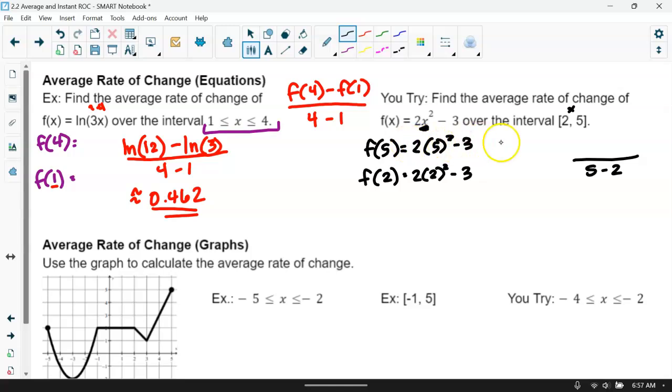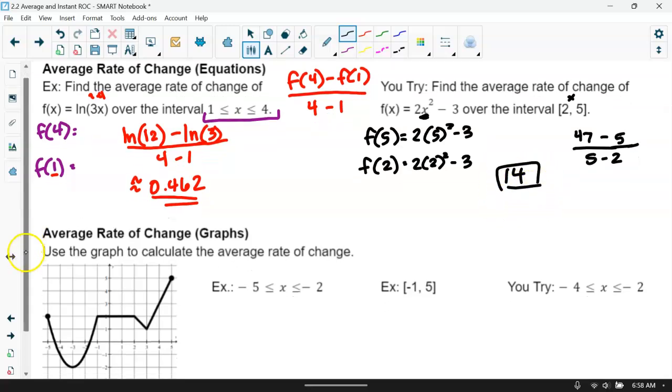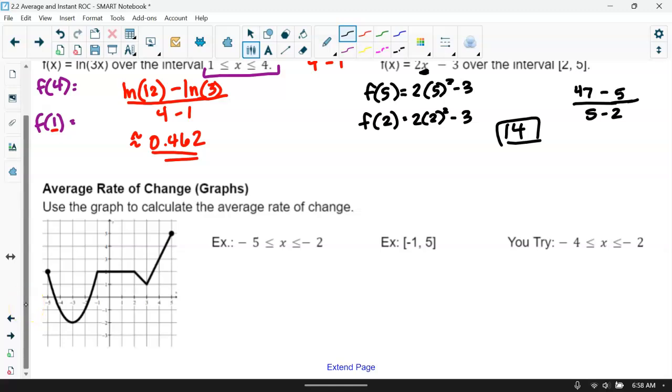So here, when you substitute, you should have gotten 47 minus here, when you substitute, you should get 3. Or no, I'm sorry, not 3, 5. And then when you solve, your average rate of change is 14. So last with average rate of change, we're going to look at our graph, again, over the interval.